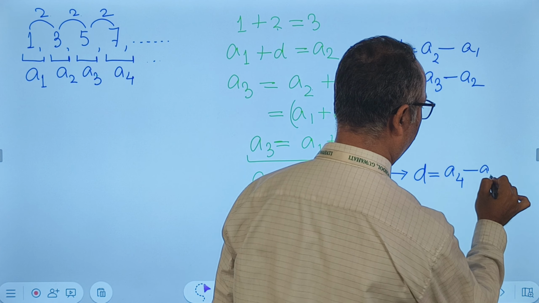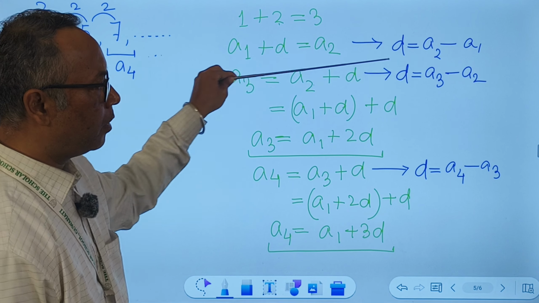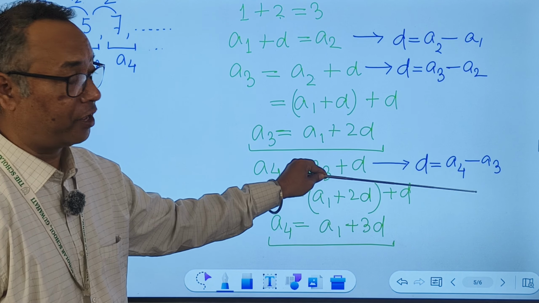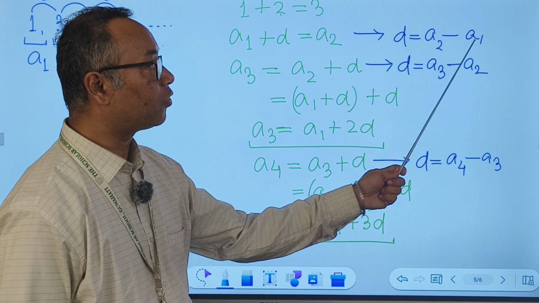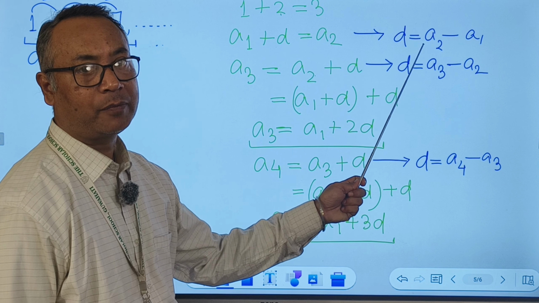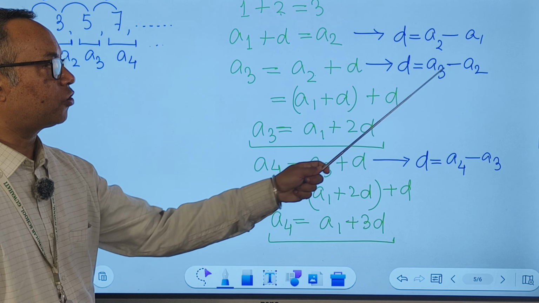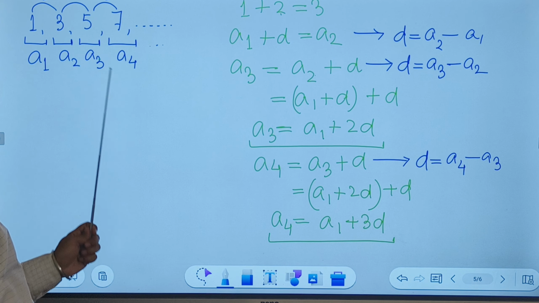A4 minus A3. So this is how mathematically we can find the D, that is the common difference. It means subtracting the predecessor from the successor number. So in this case, you see how we can find the D.